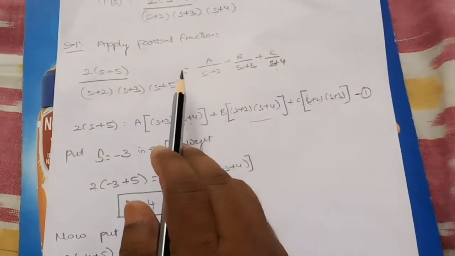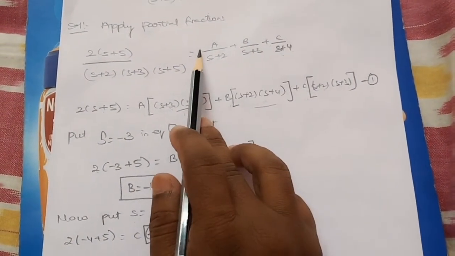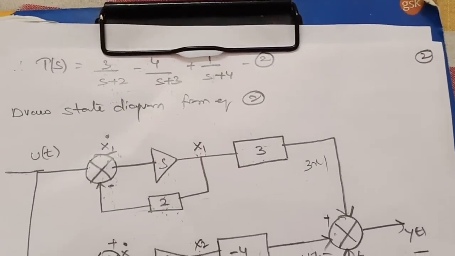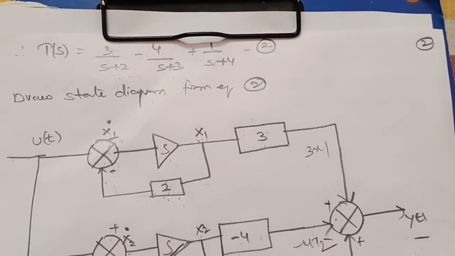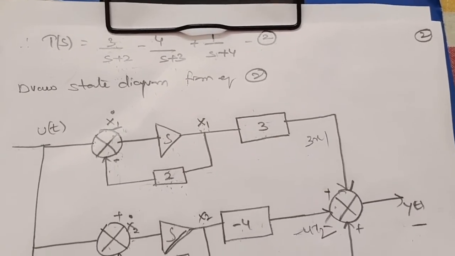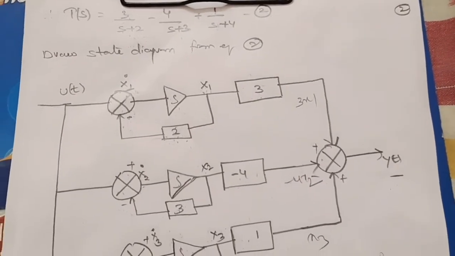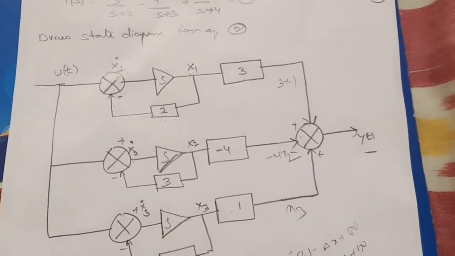Now you have to substitute these a, b, c values in the partial fraction form of the transfer function. After substituting we get T(s) = 3/(s+2) - 4/(s+3) + 1/(s+4). In the same problem, let us see how to draw the state diagram. If you draw the state diagram, you can write the state equations also. So let us draw the state diagram.